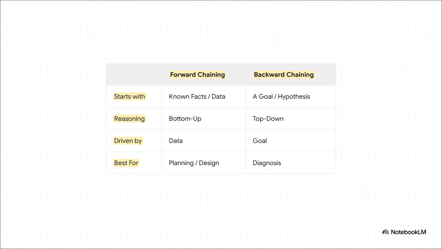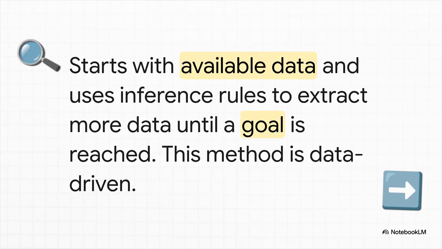So forward chaining is data-driven. It starts with the facts you already have, and it works its way forward to a conclusion. Backward chaining, on the other hand, is goal-driven. It starts with a possible conclusion, a hypothesis, and it works backward to see if the facts actually support it. A great way to think of forward chaining is like a detective showing up at a crime scene. The detective doesn't start with a suspect. No, they start with the clues, the data that's right there, and they follow that chain of evidence step by step until they reach a conclusion about who the culprit is. It's a total bottom-up approach.